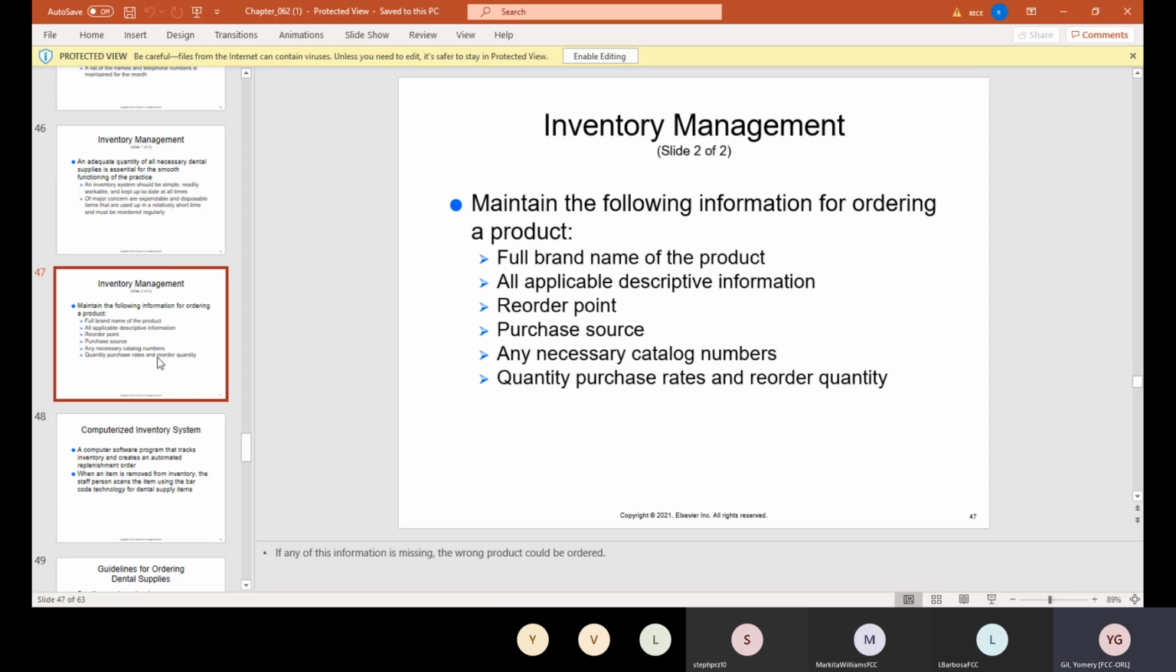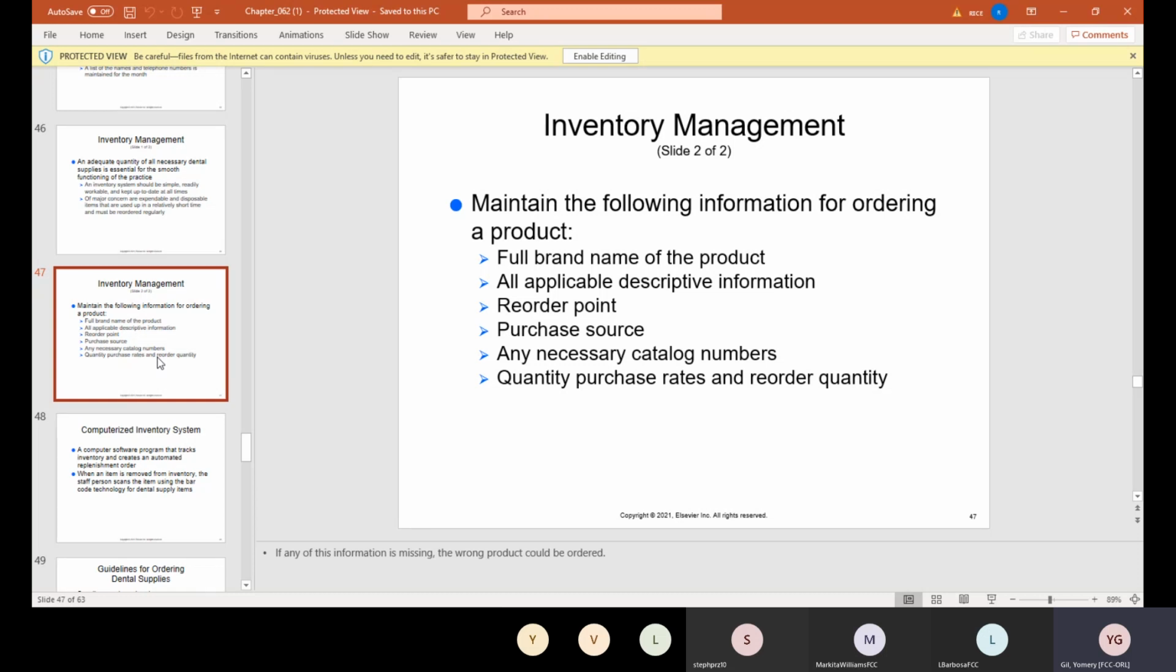The purchase source, and any necessary catalog numbers. Sometimes you'll make orders from a big fat dental book and you'll need the numbers in order to call the representative that does the orders, usually over the phone. Then you give them the catalog number and they know exactly what you need.